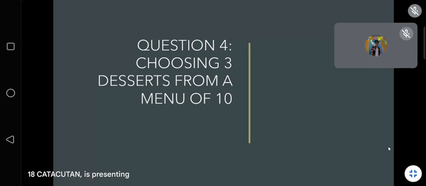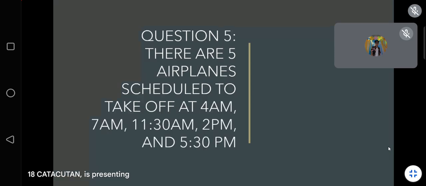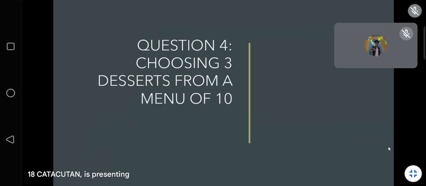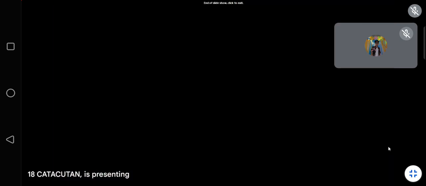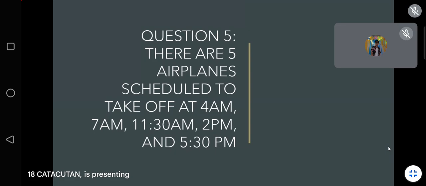This is the fourth situation. Total number of flights in a day. Timer starts now. Time's up. The answer is combination again. This is because the scenario is asking about the total number of flights, which in this case, the arrangement does not matter.